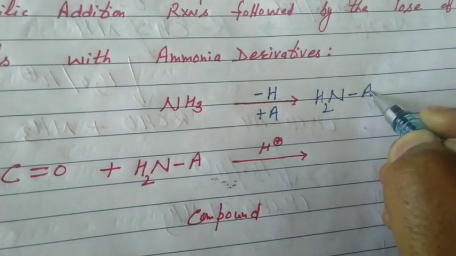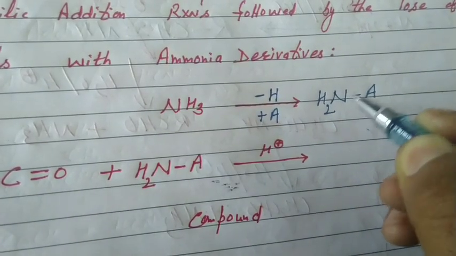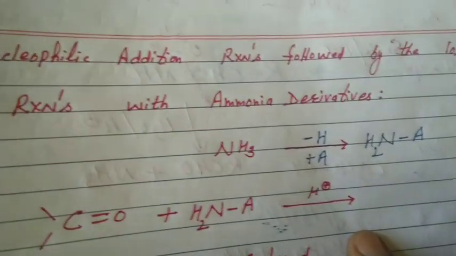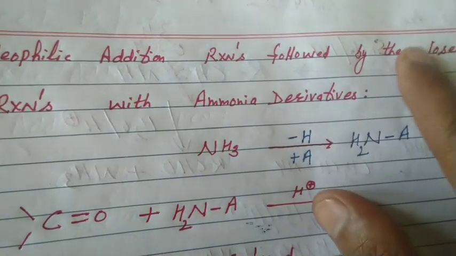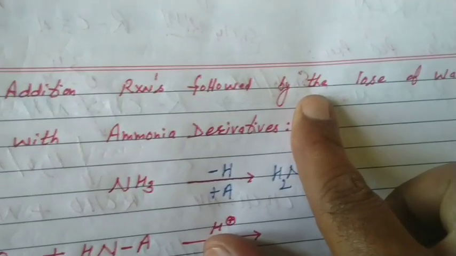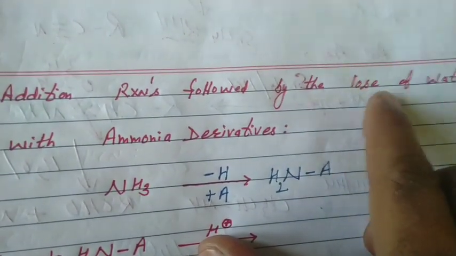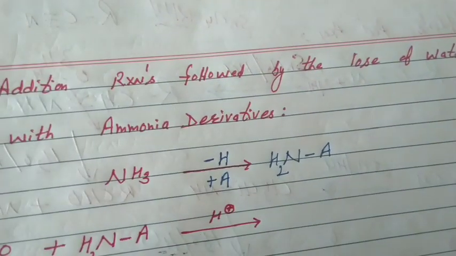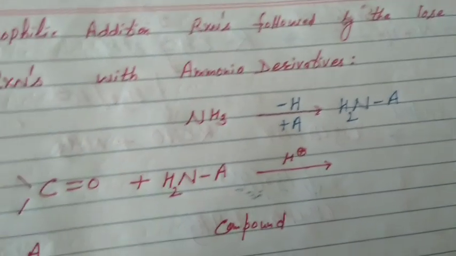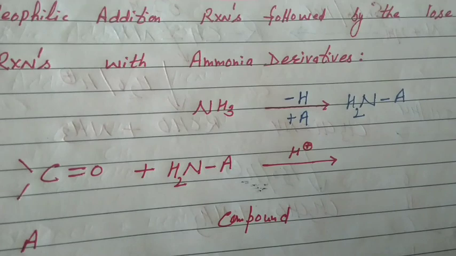Now what will happen? This ammonia derivative undergoes reaction with carbonyl compounds. We call it a nucleophilic addition reaction followed by loss of water. It is common. Elimination of water as a byproduct takes place in these reactions. Now we will proceed with these reactions one by one. At first, that's the general reaction.